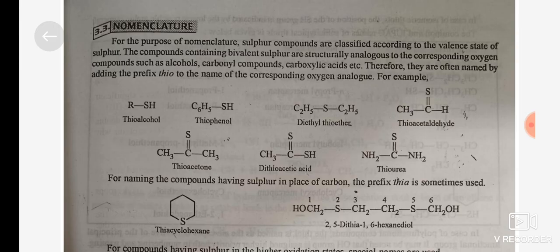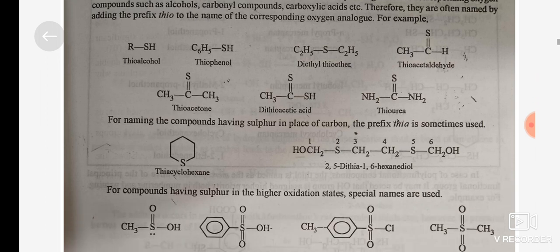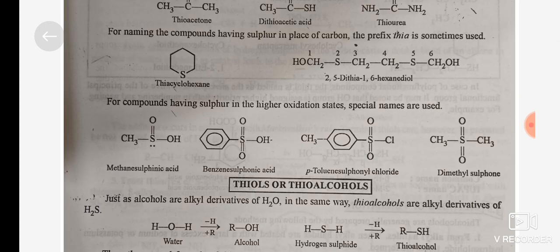Nomenclature. For the purpose of nomenclature, sulfur compounds are classified according to the valence state of sulfur. The compounds containing bivalent sulfur are structurally analogous to the corresponding oxygen compounds such as alcohols, carbonyl compounds, carboxylic acids, etc. Therefore, they are often named by adding the prefix thio to the name of the corresponding oxygen analogue. For example, thioalcohol, thiophenol. For naming the compounds having sulfur in the place of carbon, the prefix thia is sometimes used, like thiacyclohexane. For compounds having sulfur in a higher oxidation state, special names are used, like benzene sulfonic acid, dimethyl sulfone.